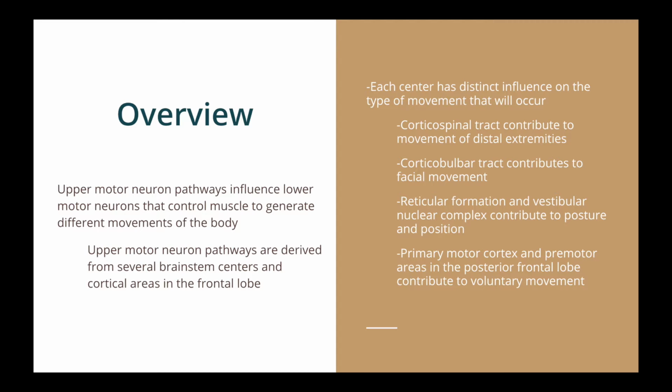Some brainstem centers and cortical areas are where the upper motor neuron pathways begin. The sources of these pathways have great influence on the type of movement that will occur. Some pathways that we will go over in this presentation are the corticospinal tract, which contributes to movement of distal extremities, the corticobulbar tract, which contributes to the movement of the cranial nerves, the reticular formation and vestibular nuclear complex, which contributes to posture and position, as well as the primary motor cortex and premotor areas in the posterior frontal lobe, which contribute to voluntary movement.